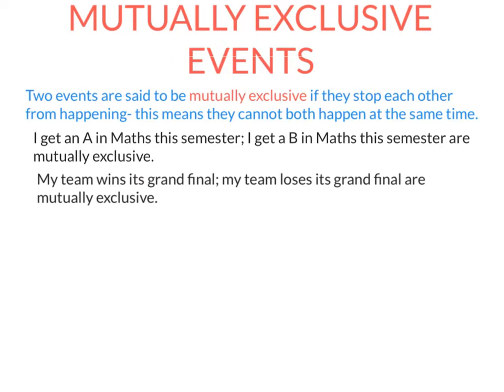My team wins its grand final, my team loses its grand final. Another example of two events that are mutually exclusive. Your team can't win the grand final and at the same time lose the grand final. They cannot both happen, so they are mutually exclusive.